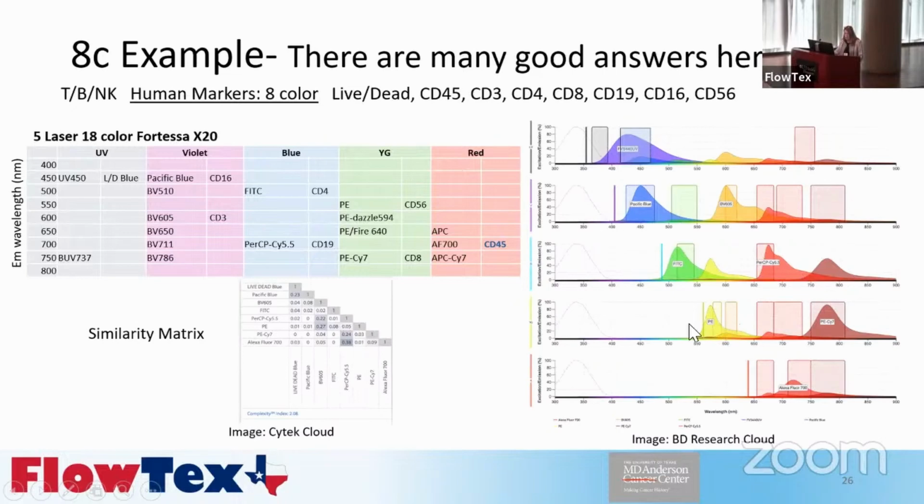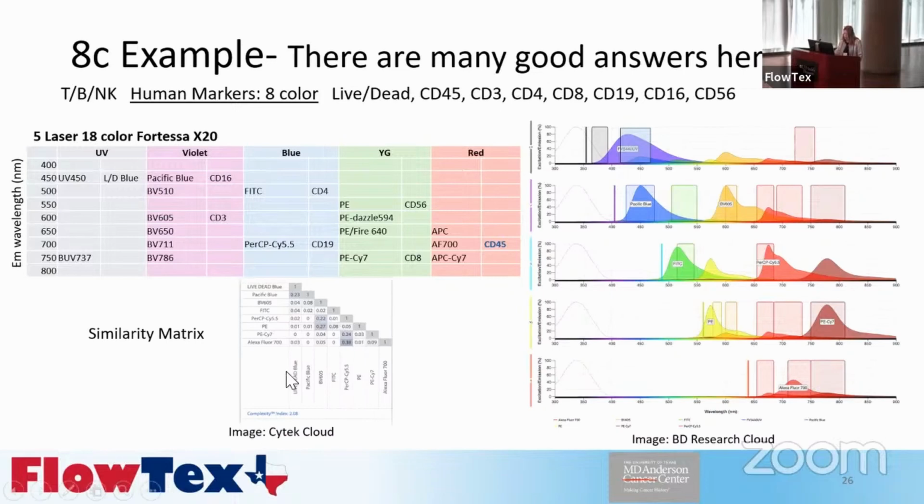Off the YG, I'm getting my PE here, and my PE-Cy7, and then I've got my Alexa Fluor 700, and you can see that's very dim based on the height of that peak. These boxes are our bandpass, and I want to make sure that the peak is within the bandpass, and in many cases, I don't need to stress too much about whether all of the peak is in the bandpass.